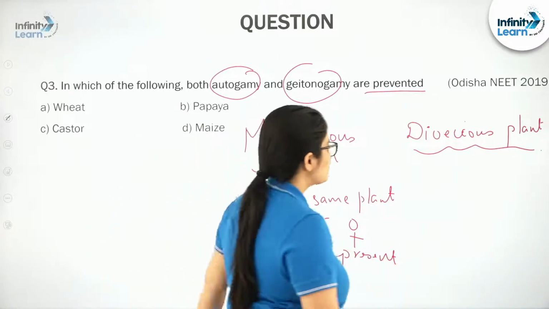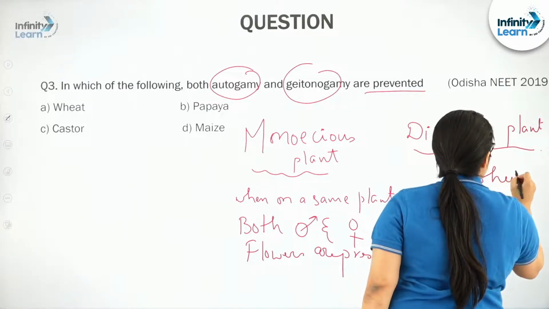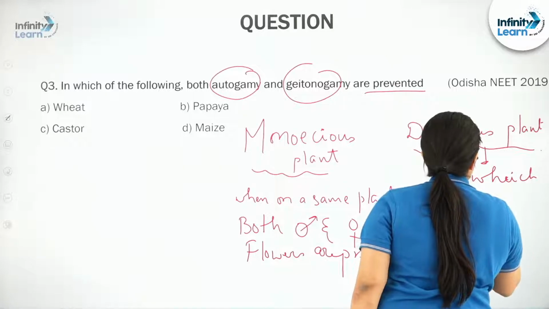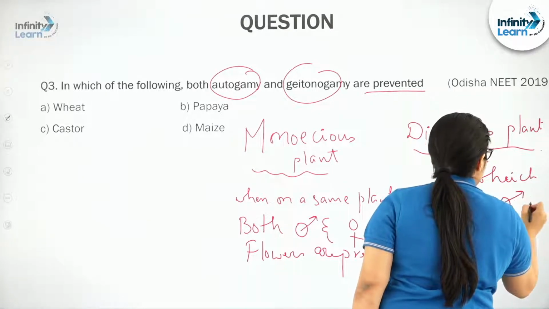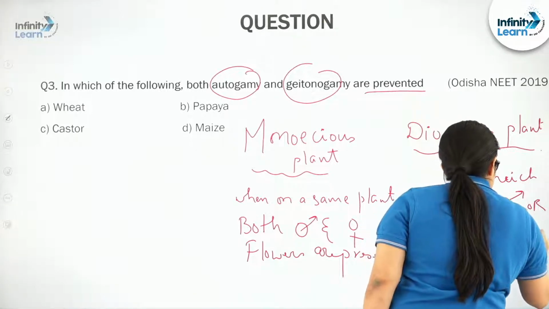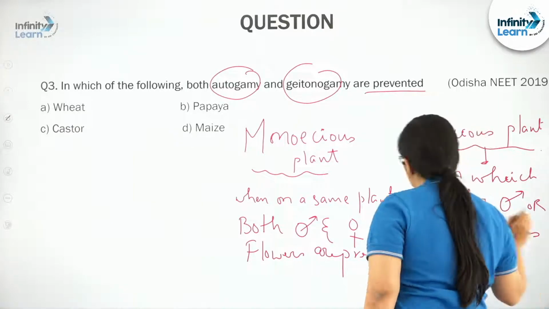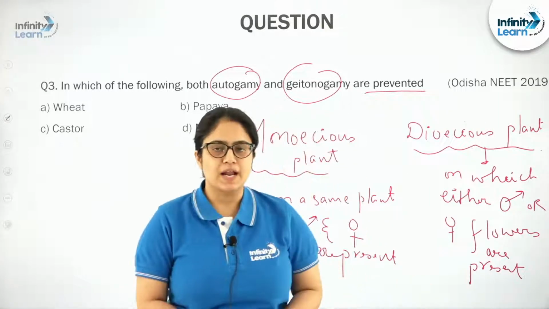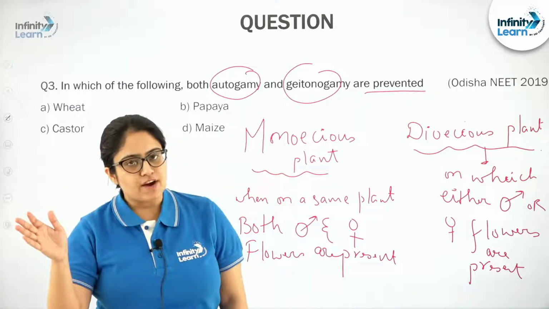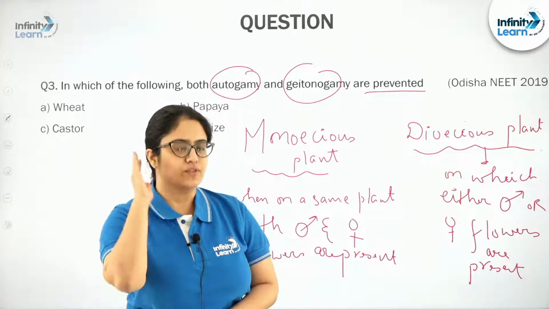What is a dioecious plant? One on which either male or female flowers are present. So, see students, what is a monoecious plant? A monoecious plant is a plant on which male flowers and female flowers, both the types of flowers, will be present on the same plant.